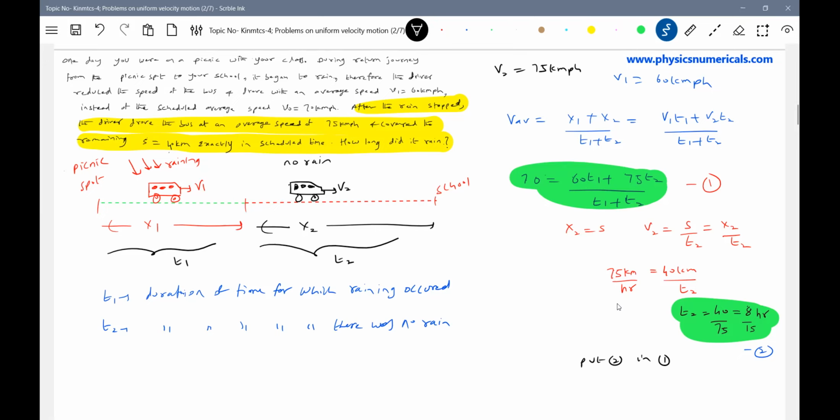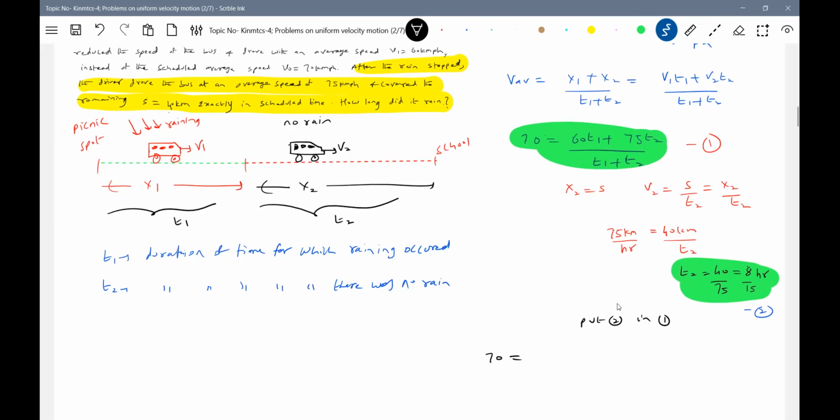So after solving this, we'll end up with 70 equal to 60 T1 plus 75 times 8 by 15, over T1 plus 8 by 15. So solving this, we'll get the T1 value. I think I have to work it out here. It will be 0.27 hour. This will be your answer.